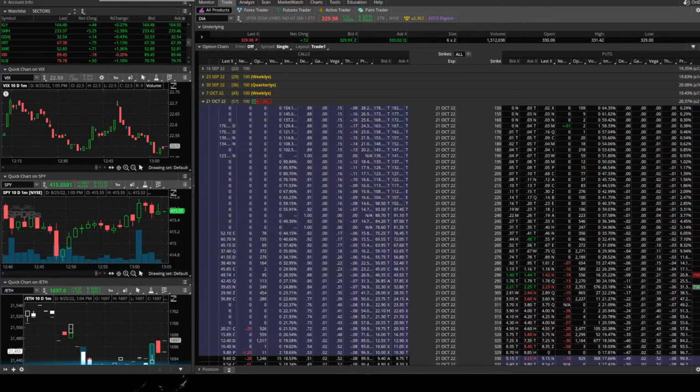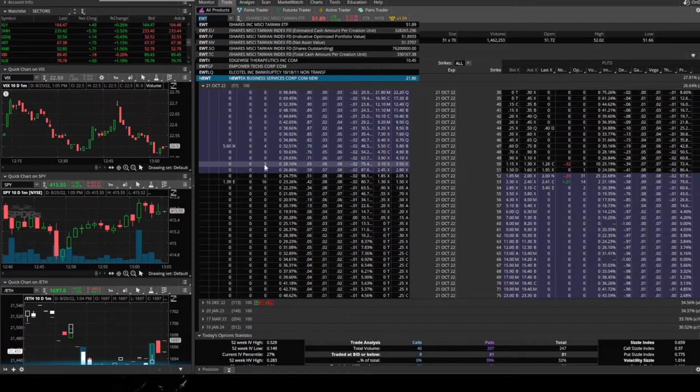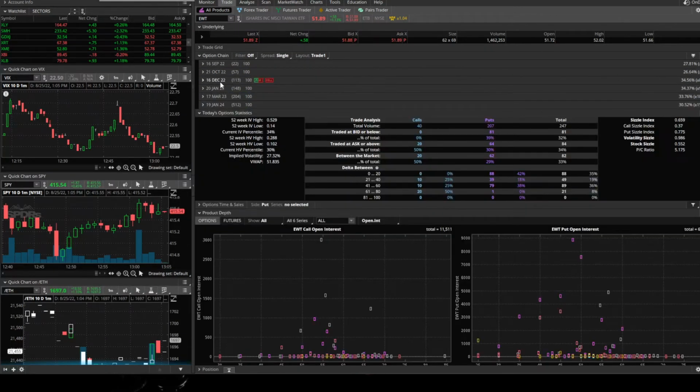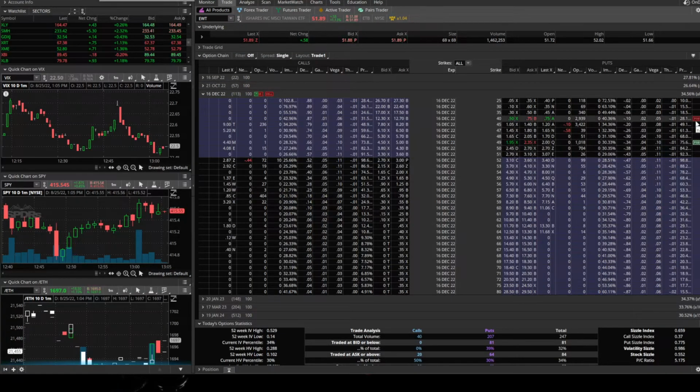October, Dow Jones Industrial Average ETF still in the 300, 290 put debit spreads. Nothing has changed. EWT still in the Decembers. I have not closed any positions. 49.40 put debit spreads for December.